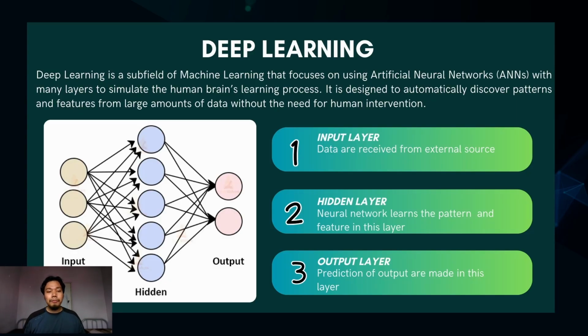As you can see in the figure on the left, this is the architecture of an artificial neural network. There are three main layers, which are the input layer, hidden layers, and the output layer. In the input layer, data are received from the external source, and then their features will be computed. In the hidden layers, the neural network will learn the patterns and features of the data. In the output layer, the prediction output will be made.